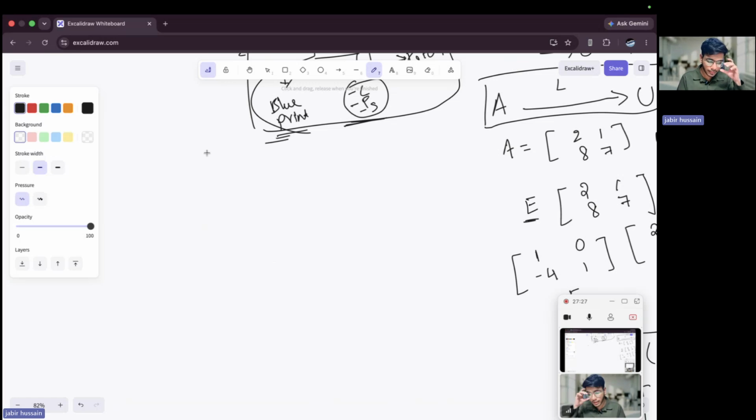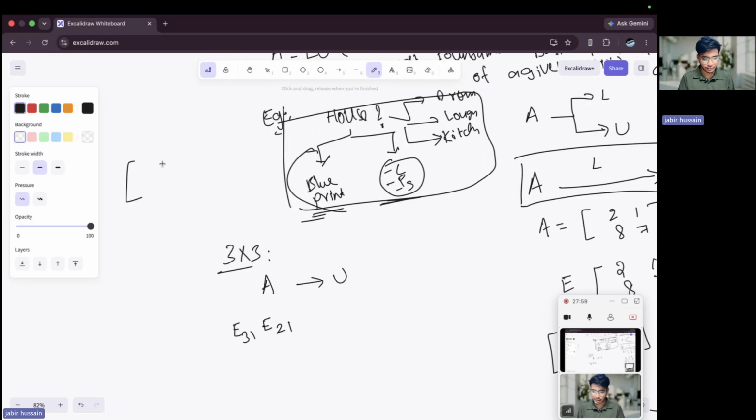Let's say I have a 3 by 3 matrix, and the matrix is A, and I'm getting U by doing some operations. Let's say I'm performing first on row 2, so E21. Again, I need the third element as well, so E31. After that, again on the pivot element, let's say the matrix is A, B, C, D, E, F, G, H, I.